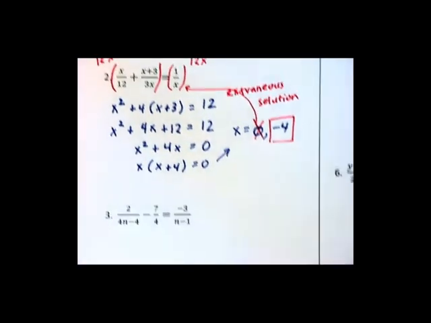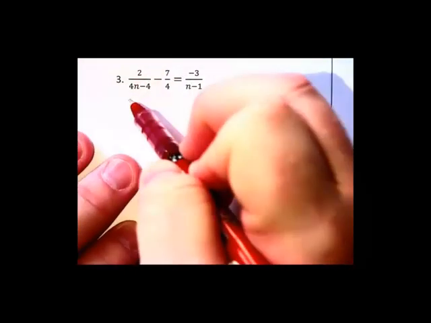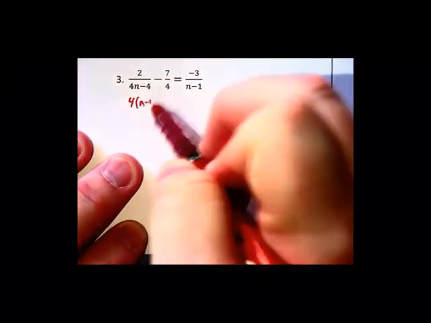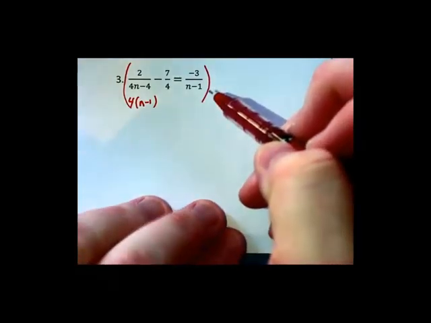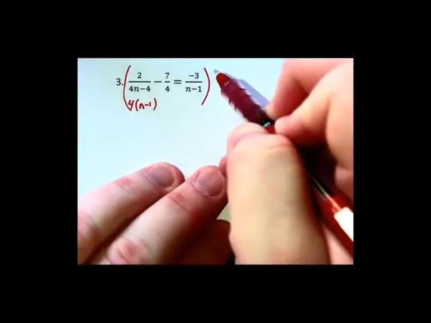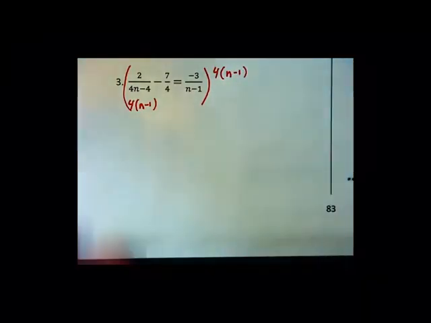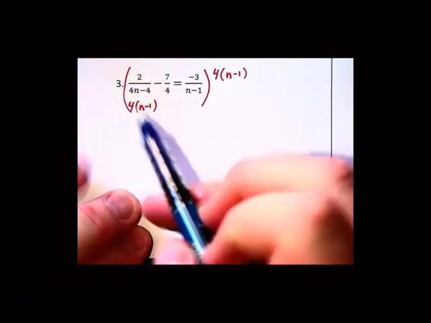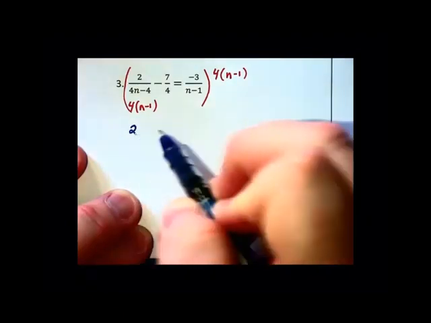Okay, next problem. We notice that the first denominator will factor into 4 times n minus 1. That will be the least common denominator of the problem. So we're going to multiply through by 4 times n minus 1 on both sides. Just for simplicity, I'm just going to write it the once. On the left, the whole 4 times n minus 4 cancels, just leaving 2.